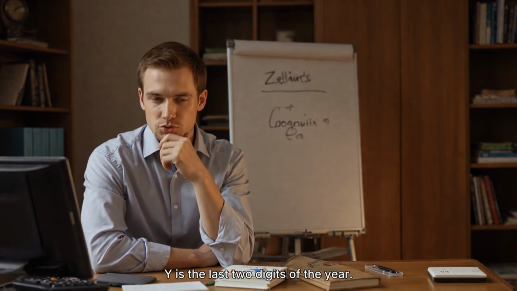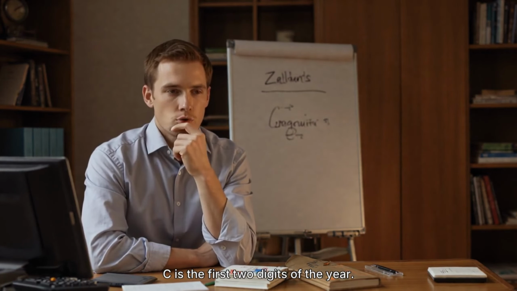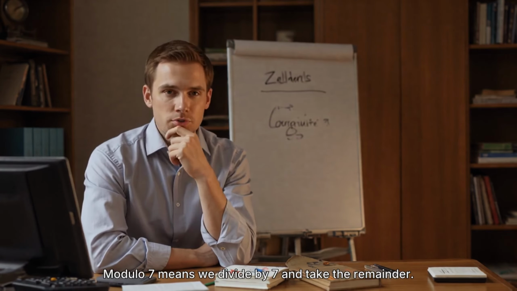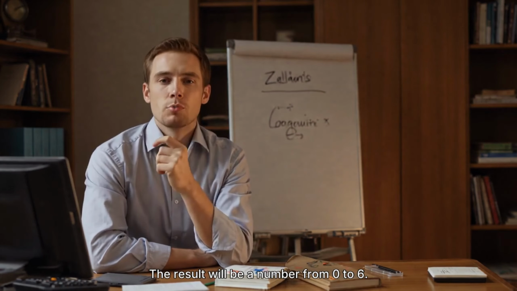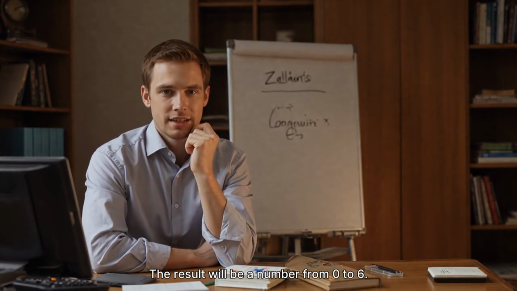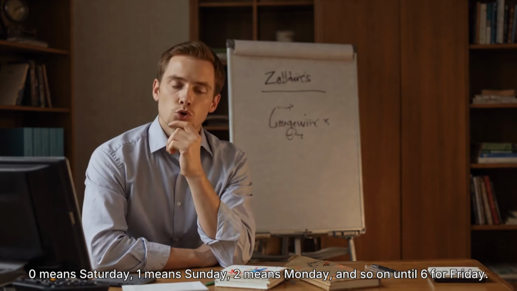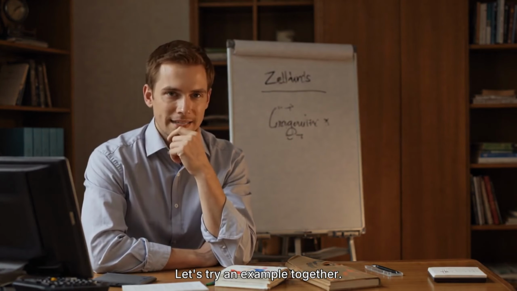Y is the last two digits of the year. C is the first two digits of the year. Floor means we take only the whole number part of a division. Modulo 7 means we divide by 7 and take the remainder. The result will be a number from 0 to 6, where 0 means Saturday, 1 means Sunday, 2 means Monday, and so on until 6 for Friday. Let's try an example together.